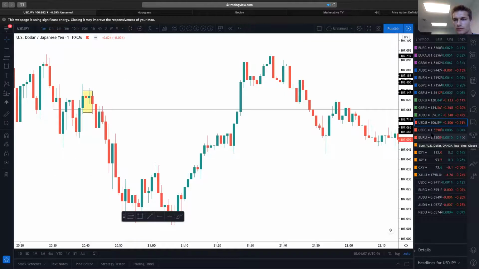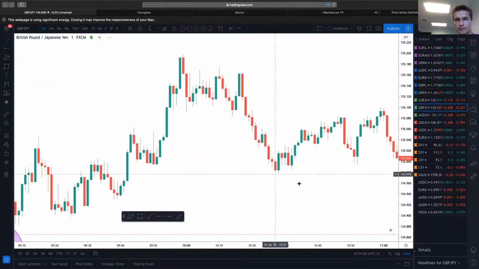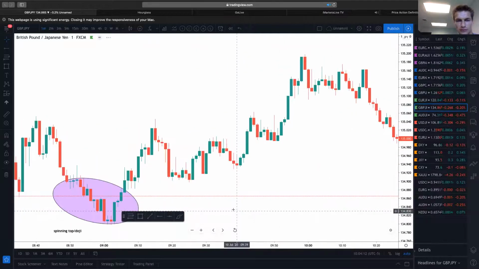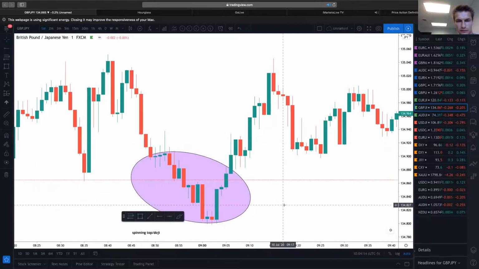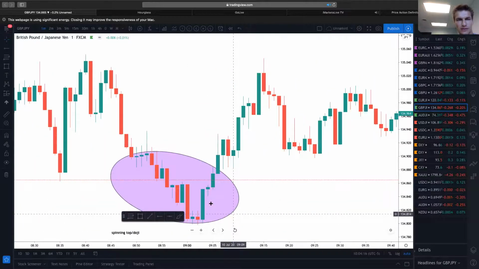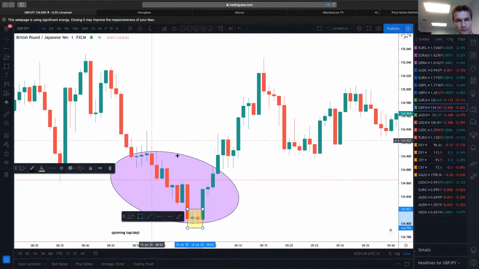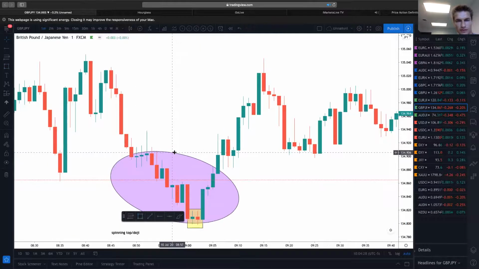What was the last GJ? Spinning top in the doji. Perfect. It's a spinning top on the 1 minute. Two spinning tops right here on the 1 minute. Can you guys see how well this works out?